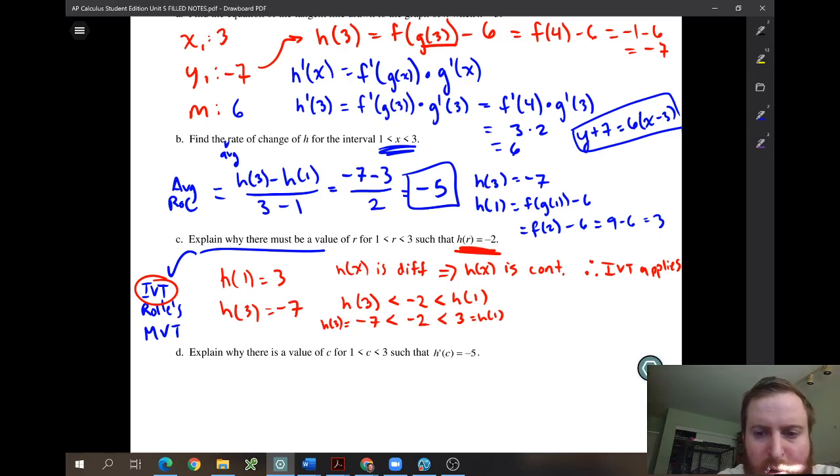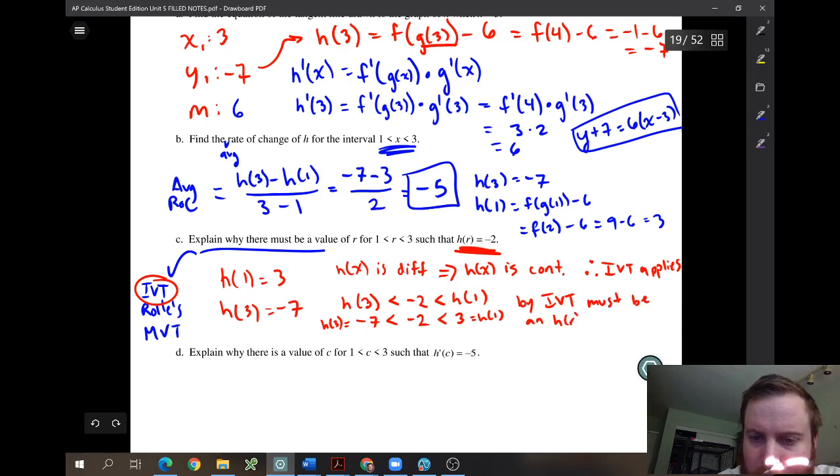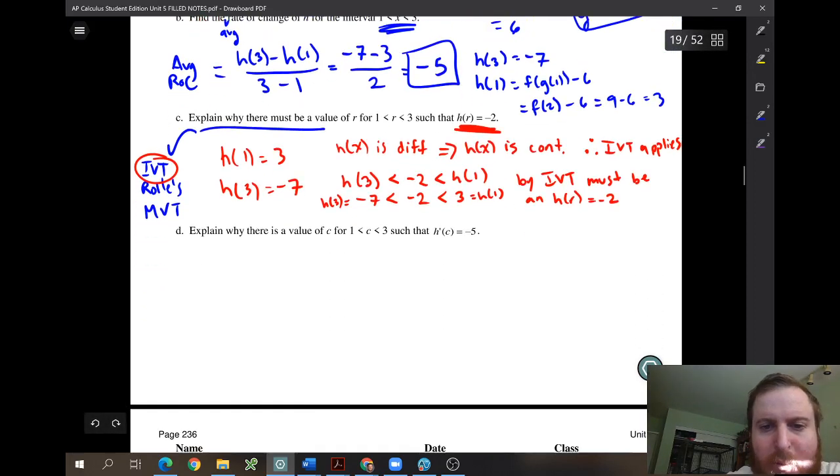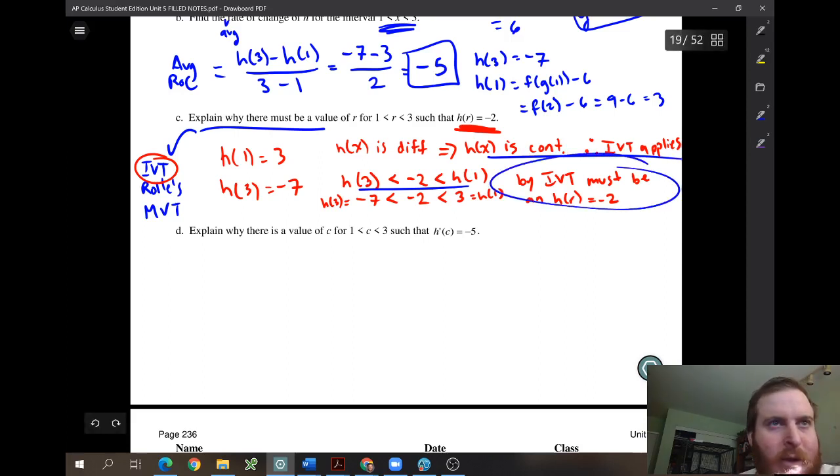So, by IVT, there must be an h of r equal to negative 2, right? Because negative 2 is in between those endpoints. So that's what IVT is saying. So make sure you practice writing that. It's kind of complicated to write. But as long as you're showing that negative 2 was in between those two endpoints, and you stated that IVT works because it's continuous, and then you say, yes, there must be that value.